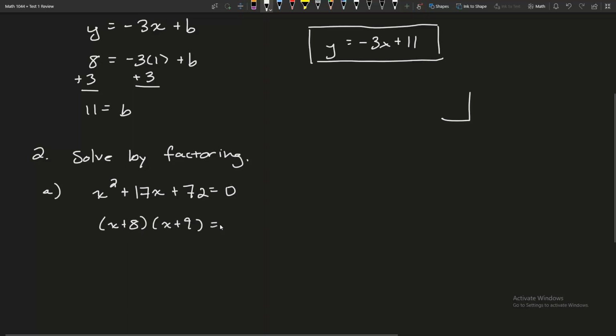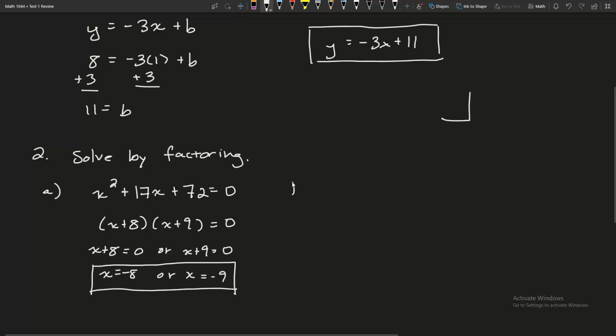And when you have 2 things that multiply to 0, one of them or the other one has to be 0. So x plus 8 equals 0, or x plus 9 equals 0. So solving those, you get x equals minus 8, or x equals minus 9. And those would be your 2 answers.